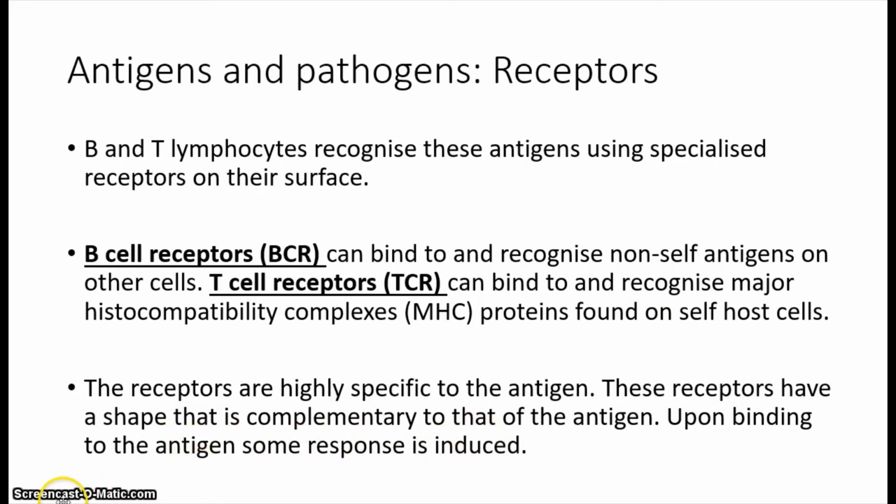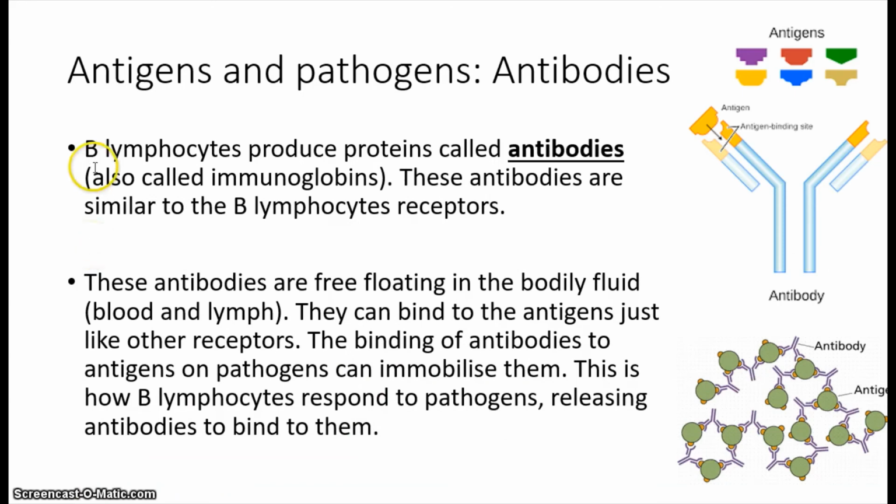Finally, we'll talk about what happens when our B lymphocytes come into contact with a piece of foreign material or a pathogen. These B lymphocytes produce proteins that are called antibodies. You might have heard of antibodies before. You might also bump into this little word here, immunoglobulins or Igs. This is just another term for these antibodies.